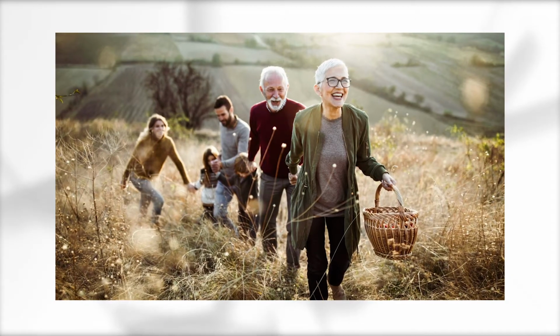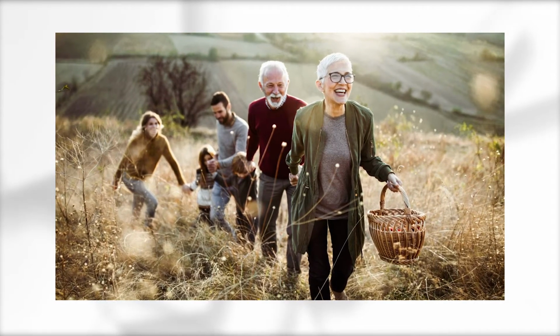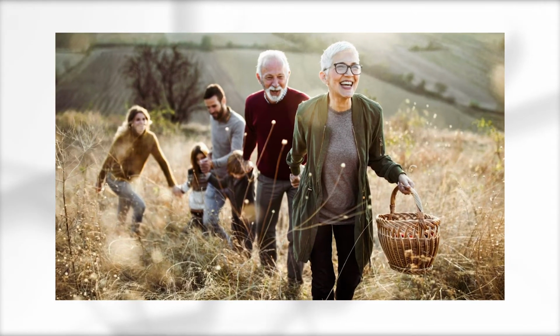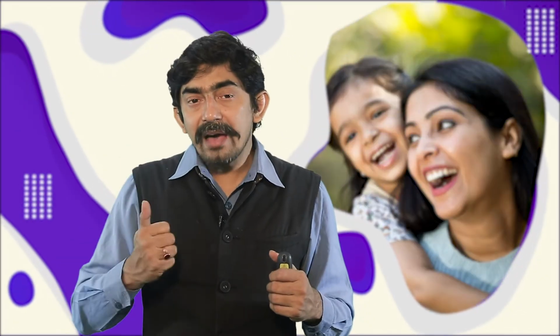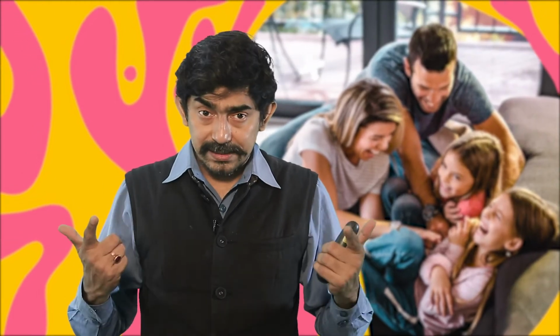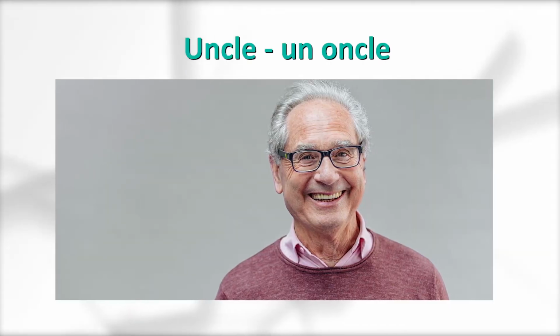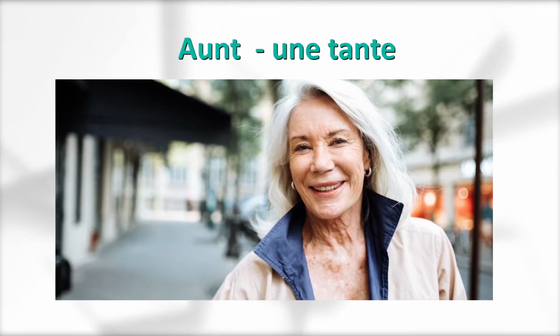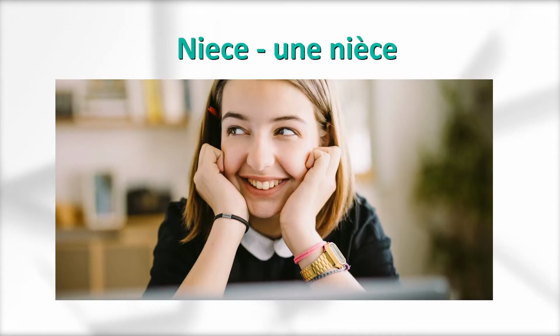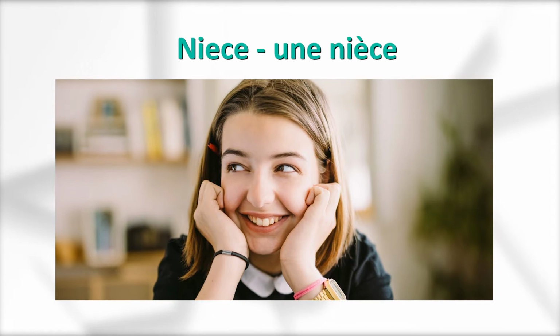So, now we will slowly go beyond the immediate family, and here you would see that we have uncle, aunt, nephew, niece. These are the brothers and sisters of our parents. Uncle is oncle, aunt is tante, nephew is neveu, niece is une nièce.